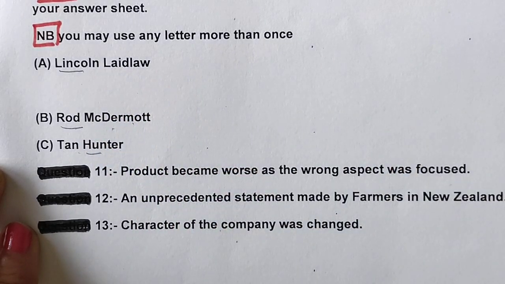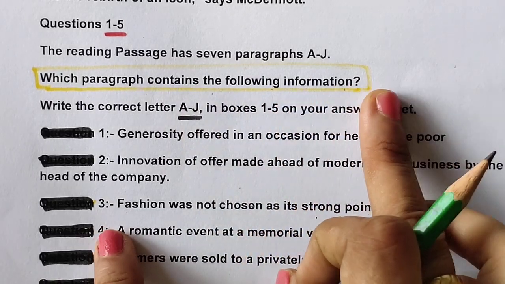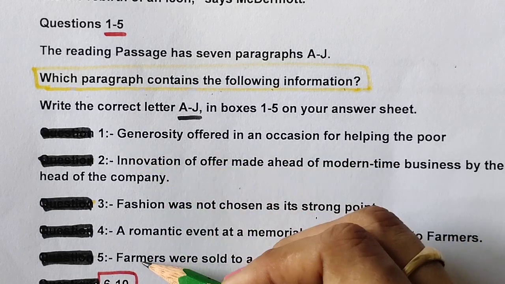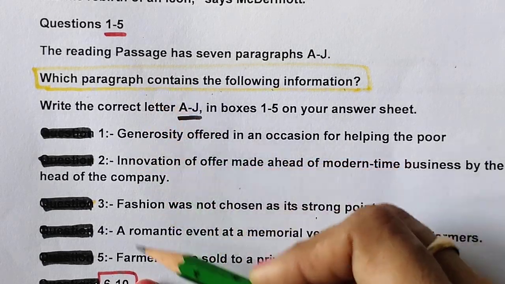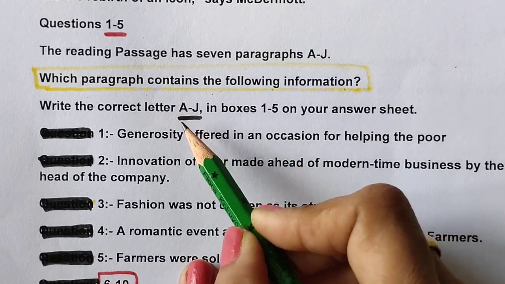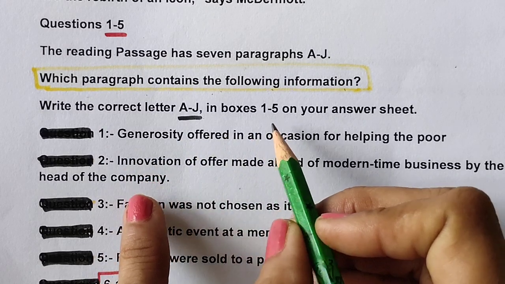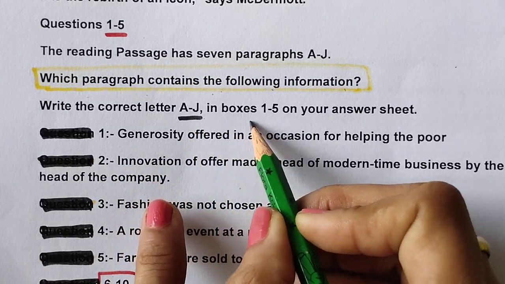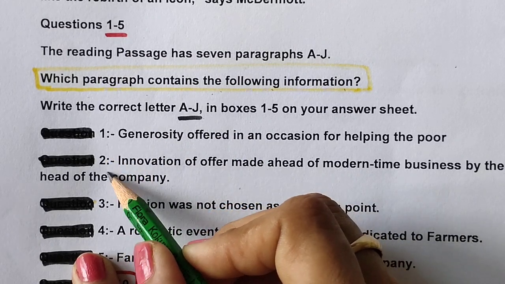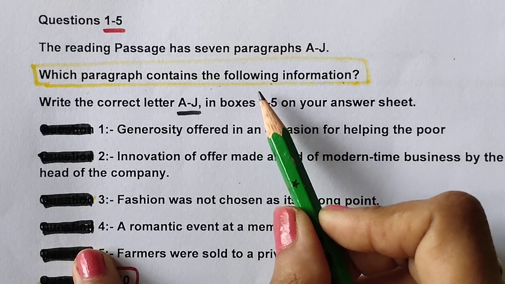Now first is which section contains the following information. These are the pieces of information given, 1 to 5, and we need to find them in the paragraphs, that is paragraphs A to J. In the answer sheet we are going to write the paragraph alphabets A to J in front of question number 1, in front of question number 2. This is the explanation about the instructions and the type of question.